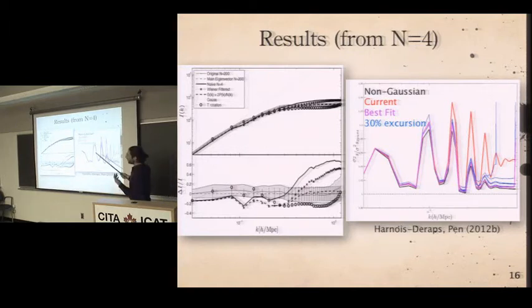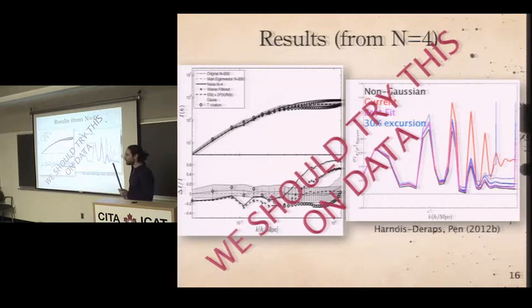But the question here is, okay, so what if these non-Gaussian parameters are not as well measured in the data? Well, we did a 30% excursion about each of these non-Gaussian parameters, and we got the blue line. So now what we compare is not blue with dotted, because we know it's not Gaussian. We compare blue with black. And this is a 2% difference. So we have reduced the bias to 2% with 30% accuracy of the non-Gaussian parameters, using only 4 fields. So I think we should try this on data. That's the message I'm trying to push here.